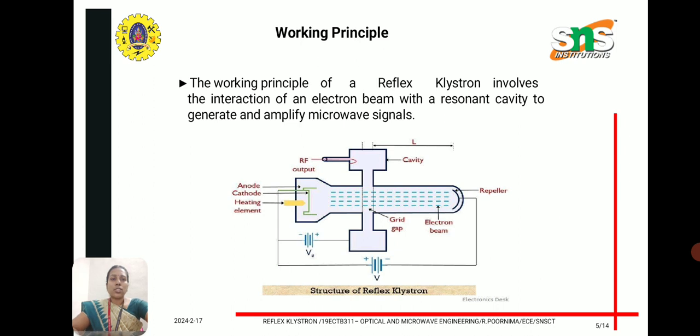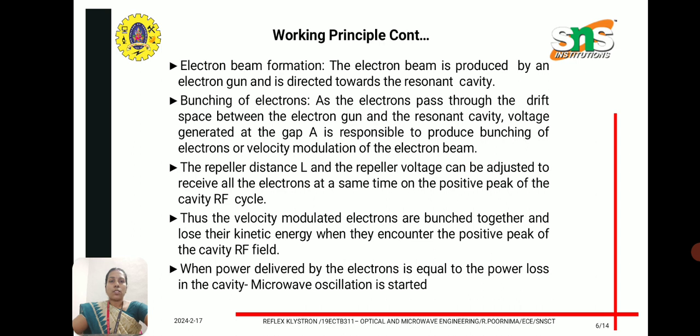This interaction of the electron beam and the resonant cavity generates or amplifies the microwave signals, where the energy of the electron beam is transferred to the field present inside the cavity resonator. So it produces sustained oscillation to produce the microwave signal. First, the electron beam formation. The electron beam is produced by an electron gun and it is directed towards the cavity. The next step is the bunching of electrons.